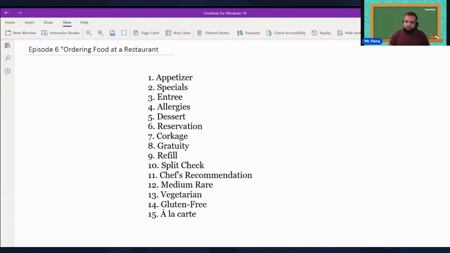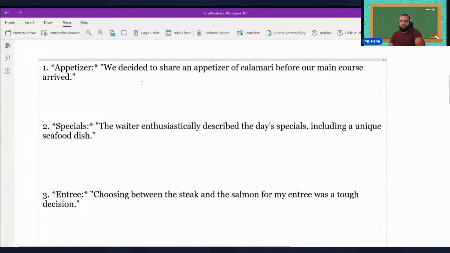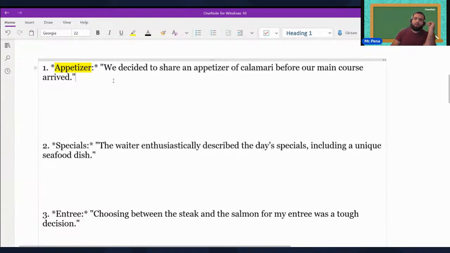A la carte. I thought it was a la carte, but the way you say it in English is a la carte. But a la carte is not English though, right? So, okay, this is my podcast. So the first sentence is appetizer. This is the first vocabulary word. It says, we decided to share an appetizer of calamari before our main course arrived. Now, you try to say it.